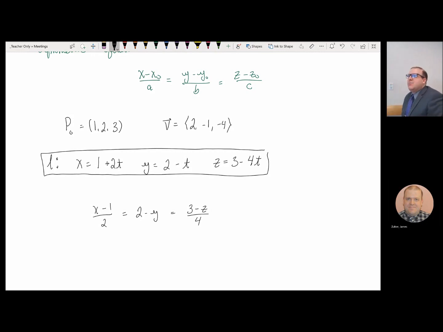And both for y and z, we're dividing by a negative. That's why the order is flipped. With the symmetric equations, to test if the point's on the line, just plug in the point and make sure the symmetric equation is satisfied.